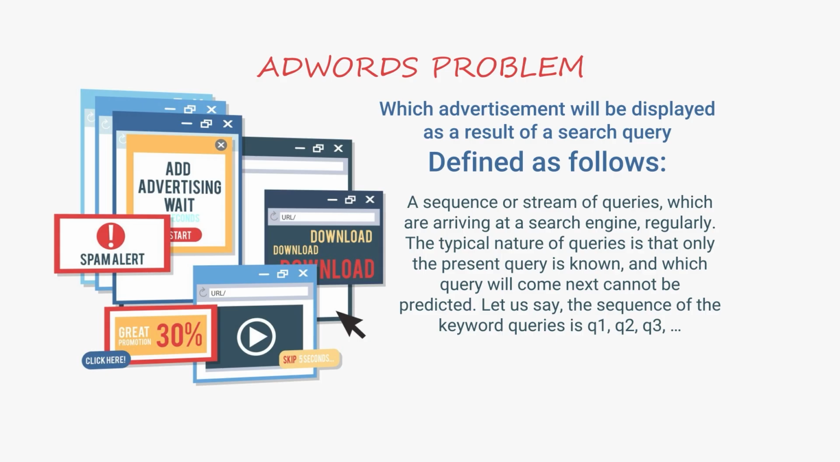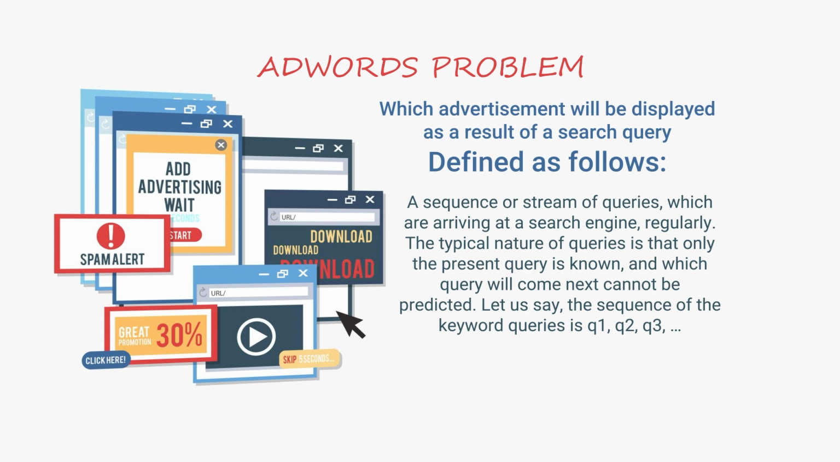So the AdWord problem is which advertisement will be displayed as a result of a search query. This is defined as, say, given a sequence or stream of queries which are arriving at a search engine regularly. The typical nature of queries is that only the present query is known, and which query will come next cannot be predicted.